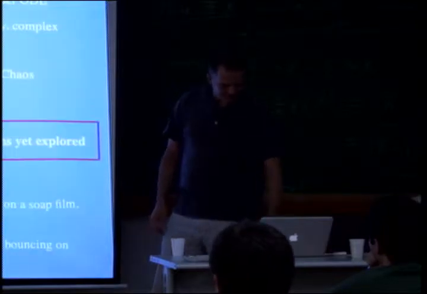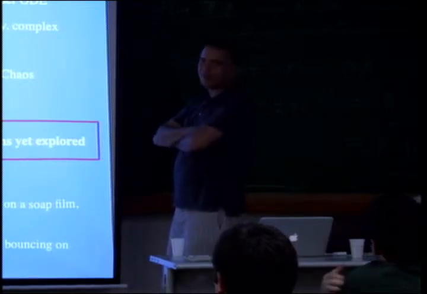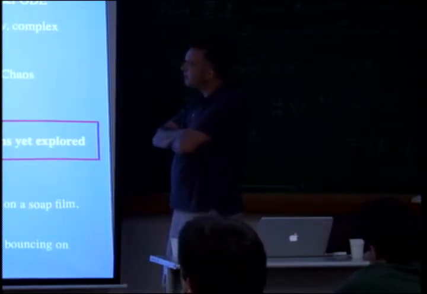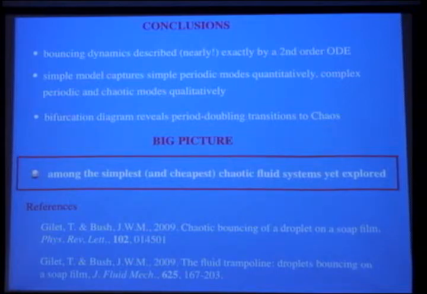But in any case, I think it's a nice system in that we get a nearly exact description of the dynamics from a second order ODE. We can describe these simple periodic modes quantitatively. We can really describe what we see in the lab pretty much exactly. And then we get qualitative agreement with the more complex periodic and chaotic modes. It's a nice example of a period doubling transition to chaos. And this is certainly one of the cheapest chaotic fluid systems yet explored.